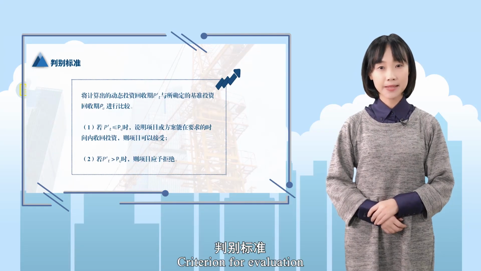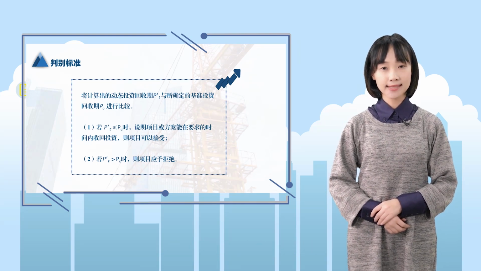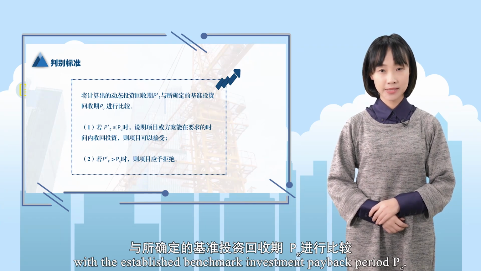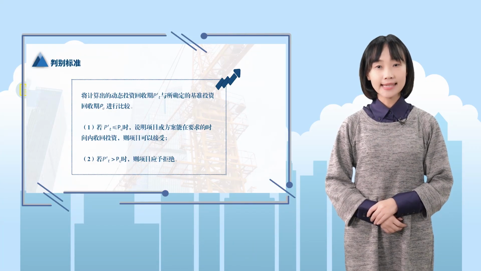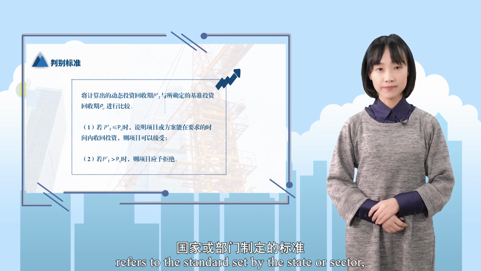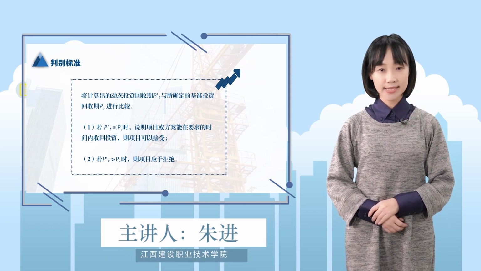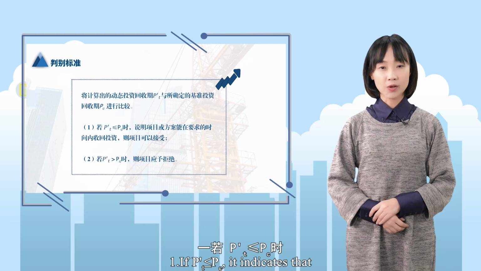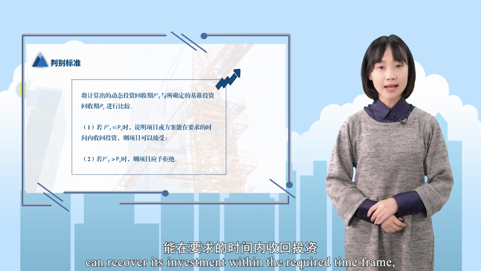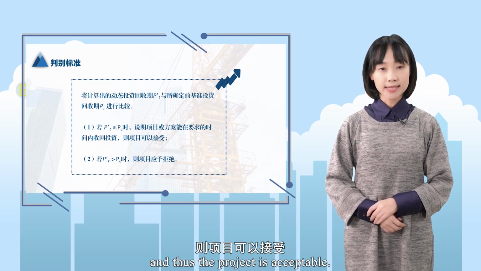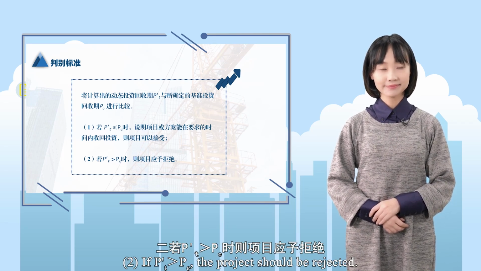4. Criterion for evaluation. Compare the calculated dynamic investment payback period with the established benchmark investment payback period. Here, the benchmark investment payback period refers to the standard set by the state or sector, or it can be a standard determined by the enterprise itself. First, if it's less than or equal to the benchmark, it indicates that the project or scheme can recover its investment within the required time frame, and thus the project is acceptable. Second, if it is greater, the project should be rejected.